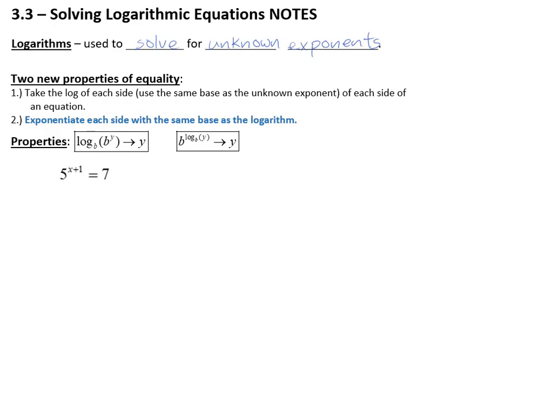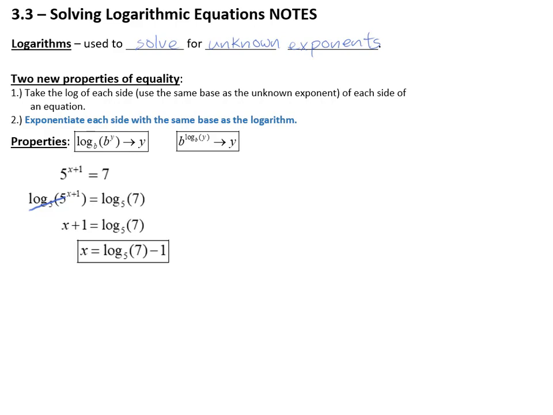Just as a quick review of what you would have seen in our last lesson, if you were solving this equation for our logarithms here, we could take the log, and we'd want to use the base of our unknown exponent, so log base 5 of both sides. Over here we can see that the base of 5 and the log base 5 cancel each other out, so our x plus 1 will drop out of there, and we get x plus 1 equals log base 5 of 7.